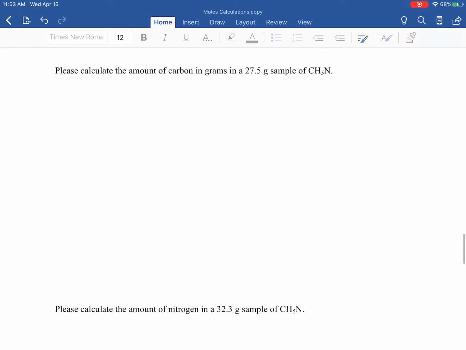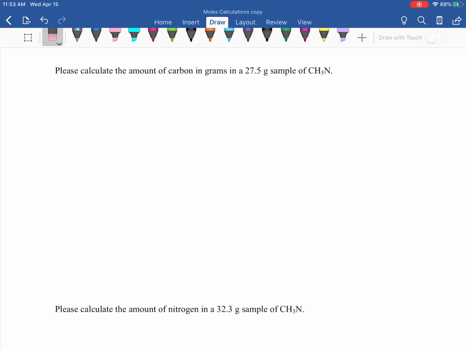Let's get a little sassier. If we were in class, I know you'd be asking for that. Let's get a little sassier. All right, we're going to start doing reactions with these formulas.